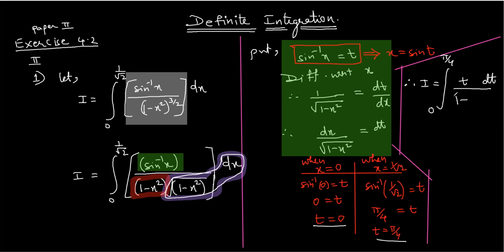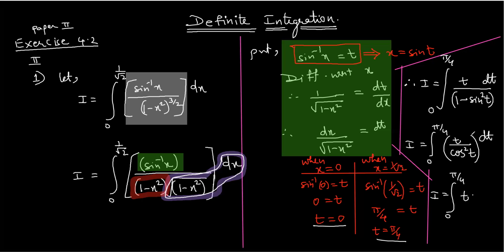What is now left? 1 minus x square. 1 minus sine square t. You see this? Sine x is sine t, so x square is sine square t. So next step you have I equals to 0 to pi by 4, t upon cos square t dt. And 1 upon cos square t is sec square t. So I equals to 0 to pi by 4, t into sec square t dt.